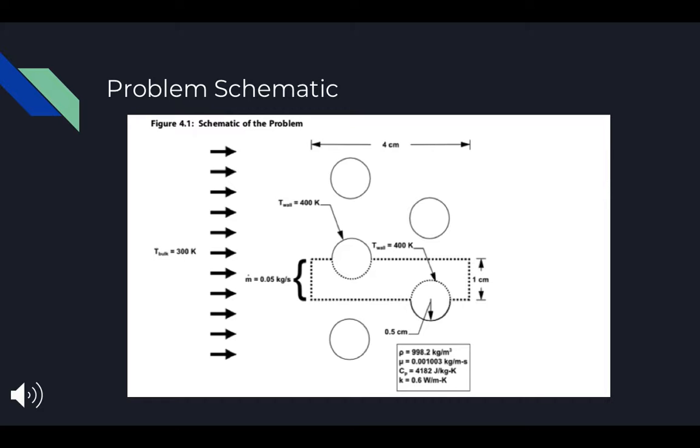The temperature entering on the left-hand side is 300 Kelvin. The walls of each tube are 400 Kelvin. Our first attempt at modeling will focus on the rectangular section with an area of 4 square centimeters. This section was chosen because symmetry can be applied to model the rest of the problem schematic. Our second attempt at modeling focuses on the whole bank of tubes.